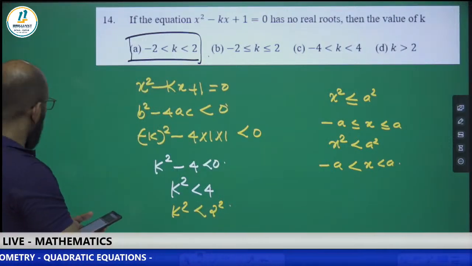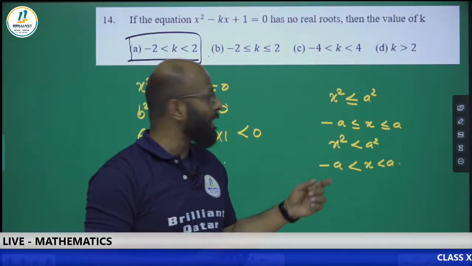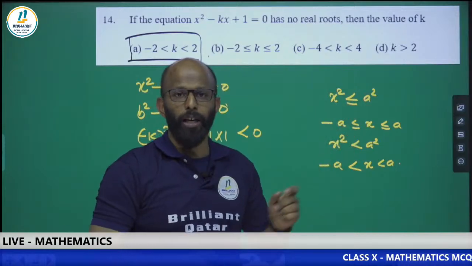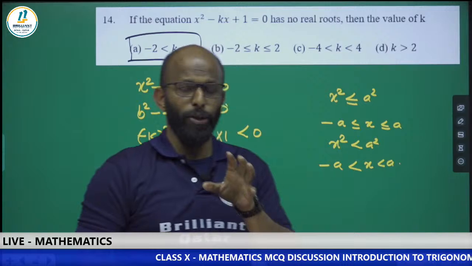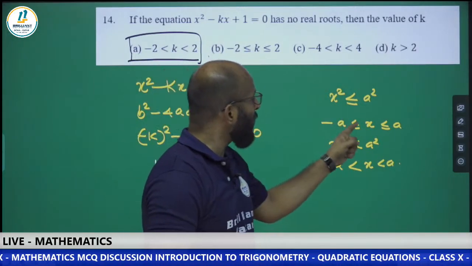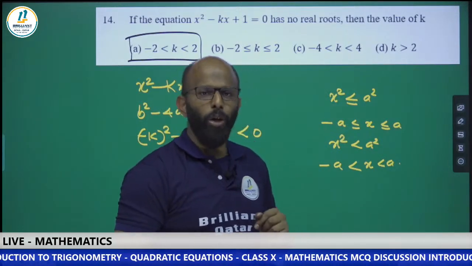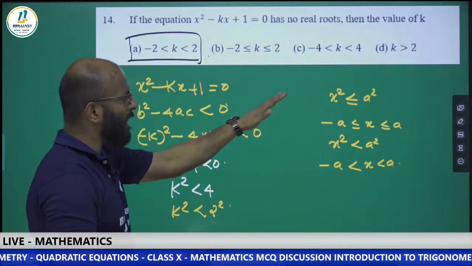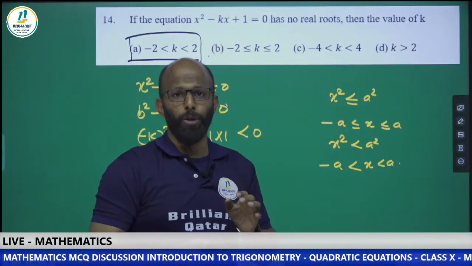Yes. Now we can move to the next question. I hope all of you understood how to take this inequality, x square less than or equal to a square. Which means the square of some number is less than a square, therefore that number varies from minus a to positive a. The strictly less than case is exactly the same, just avoid the equality sign.